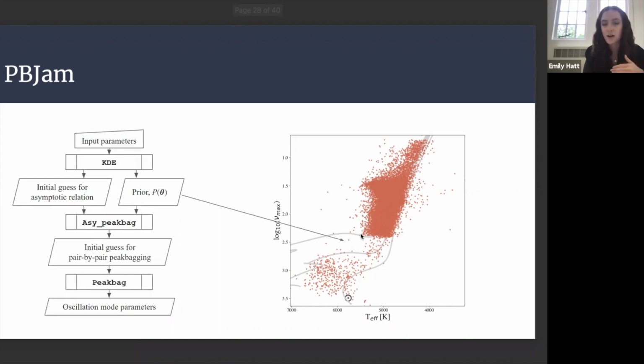What we're going to do is start at the most evolved stars in our catalogue, where the prior is densest, peak bag, and then fold them back into the prior so that we can slowly build up the prior as we move towards the main sequence. So that will allow us to peak bag these stars, and it will also improve the prior that is currently included in PBJam, which will of course be helpful for upcoming missions.